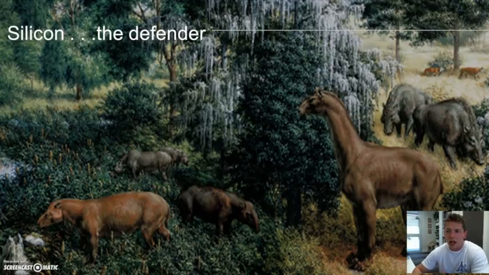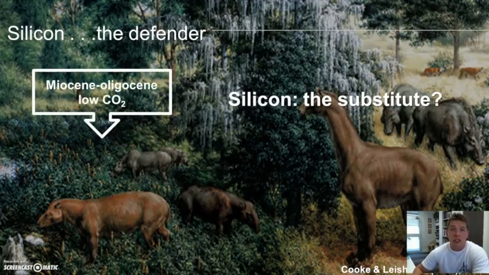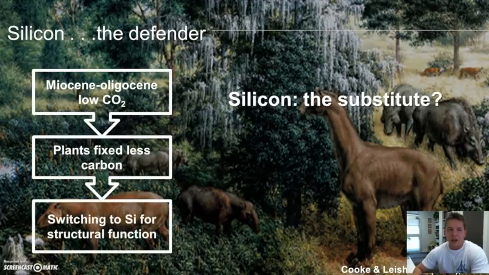Interestingly, there's an emerging theory that silicon-rich species are able to partially substitute carbon for silicon, thereby allowing them to reallocate their carbon elsewhere more effectively and more efficiently. And indeed, several studies have linked the radiation of the grasses during the Oligocene-Miocene epoch to declining atmospheric CO2 concentrations. At this time, CO2 at certain points was very low, and plants were therefore able to fix less carbon. And so many plants were then switching to silicon for structural function over carbon. And at the same time, we actually saw the appearance of large mammalian herbivores that were adapted to feeding on high silicon plant material.